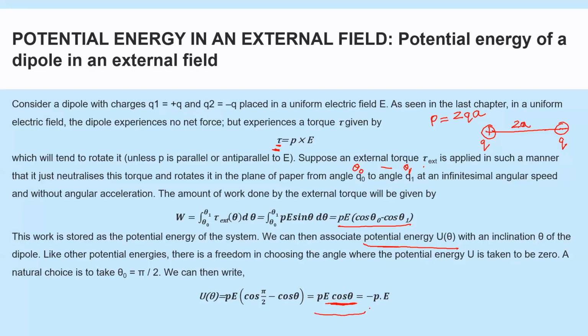And then we get it as minus P dot E. So this is your vector form, this is your dot product. So U theta can be given as the dot product of P, the dipole moment vector, and the electric field, and the negative sign is there.